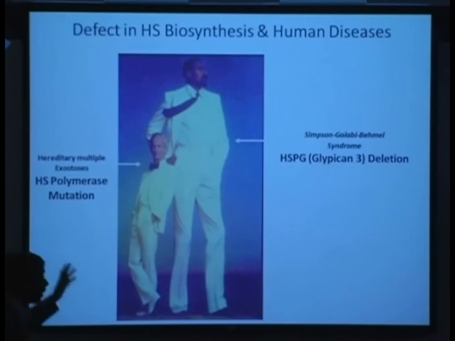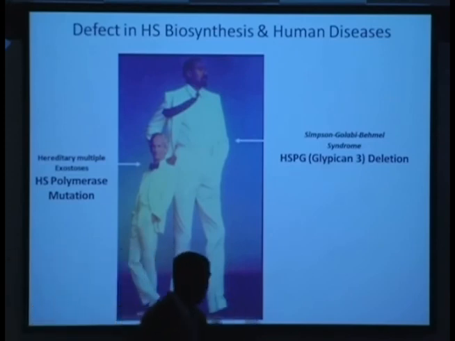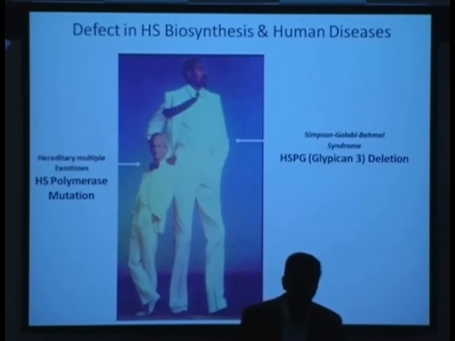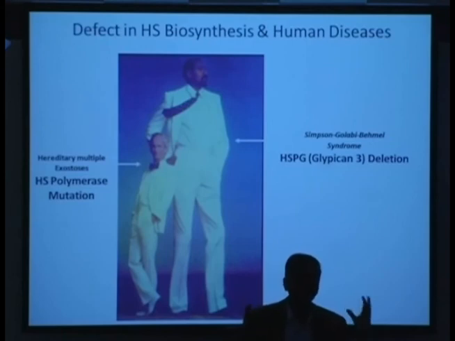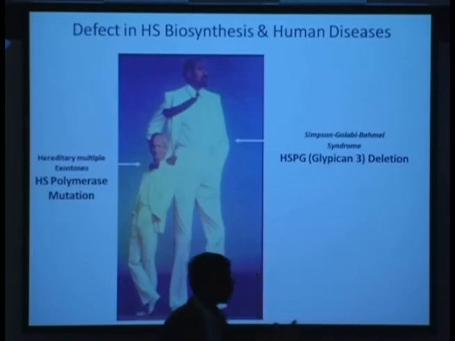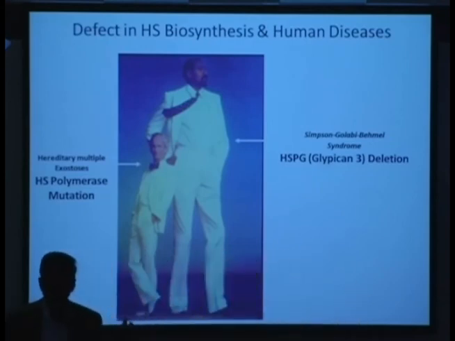So what it tells you is that a defect in the HS biosynthetic pathway causes either undergrowth or overgrowth. So normal growth requires all of these enzymes expressed in specific amounts, in specific places, at specific times, so that you have normal growth. This tells you about how HSPG can dramatically alter growth in humans. This is about the biosynthetic enzymes.